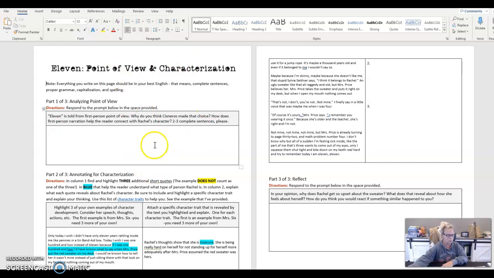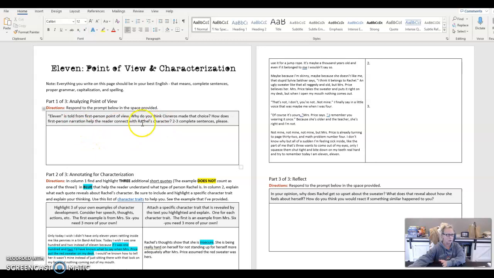So Section 1 is worth 5. Section 2 is worth 5, and Section 3 is worth 5 points, right? So in part 1, what you're going to do is we're reading the short story "11." After you read "11," we are reading it in class together. After you read "11," you're going to go through and answer the question.